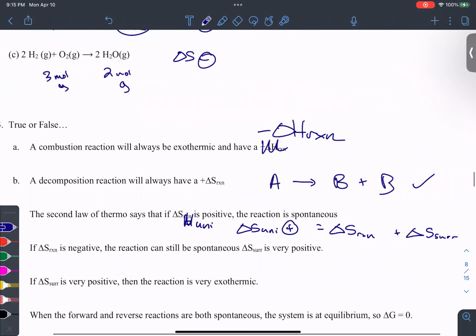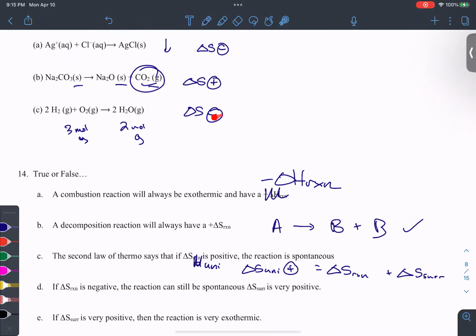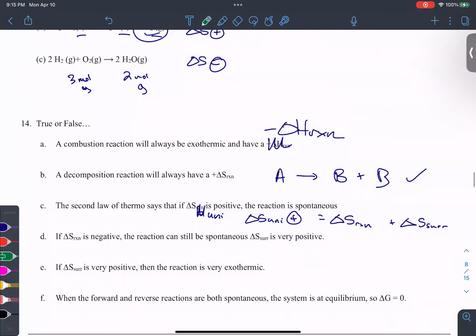Because we already set up here that there are some reactions that are actually negative in terms of change in entropy. These reactions can still be spontaneous if the change in entropy of the surroundings is very positive. That's how we can still get a positive change in the universe. Yeah, okay, actually that's the next one. If delta S of the reaction is negative, the reaction can still be spontaneous if the delta S of the surroundings is very positive.